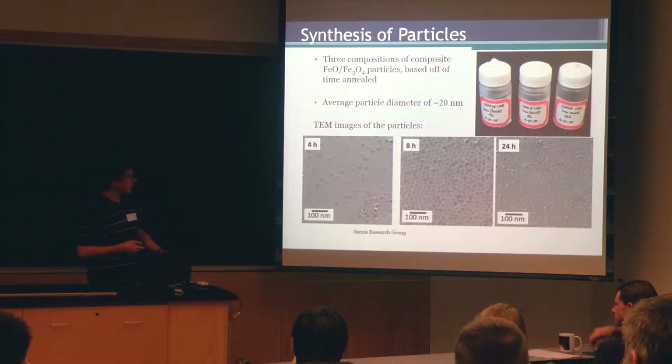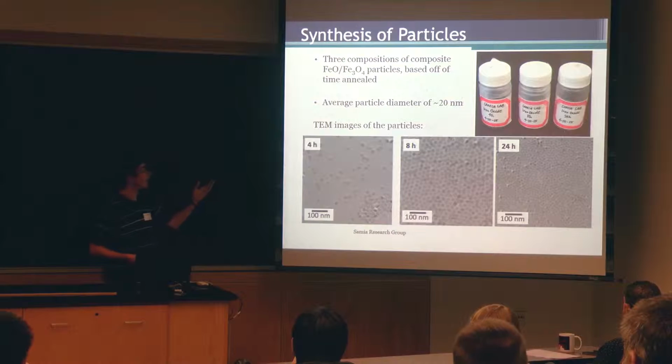Now, our friends over at Case Western have been synthesizing these particles for us. We use 3 compositions of composite iron oxide particles. This is based off the amount of time they've annealed, the application of heat. And FeO is actually antiferromagnetic, and Fe3O4 is magnetic, especially in bulk.